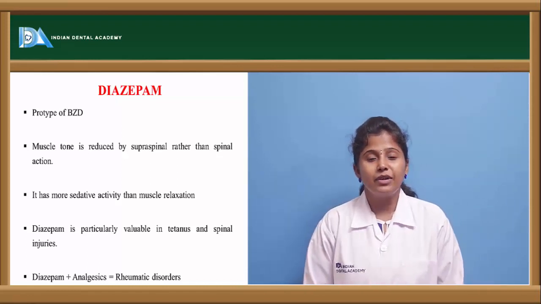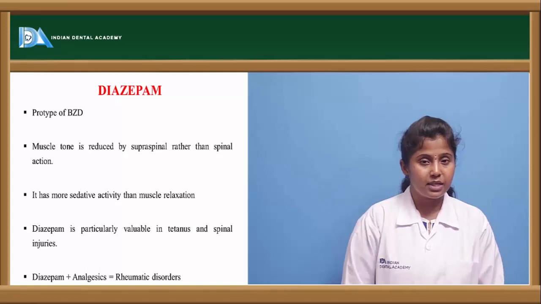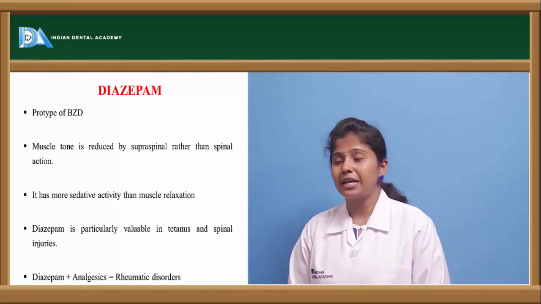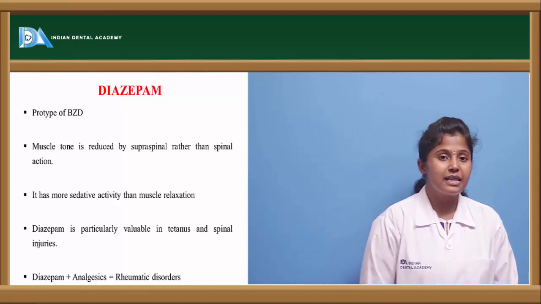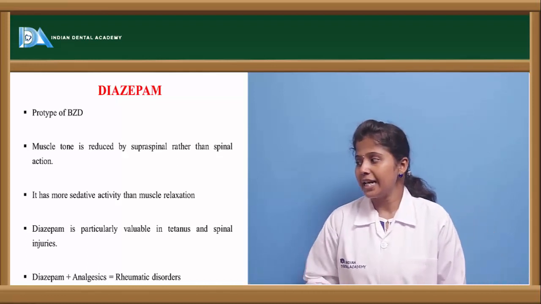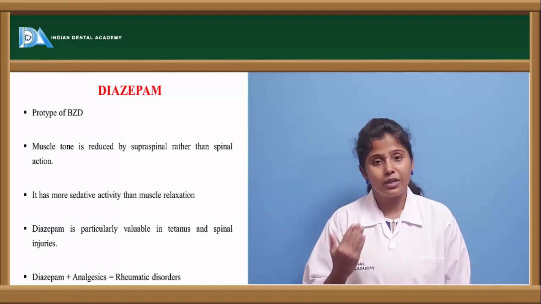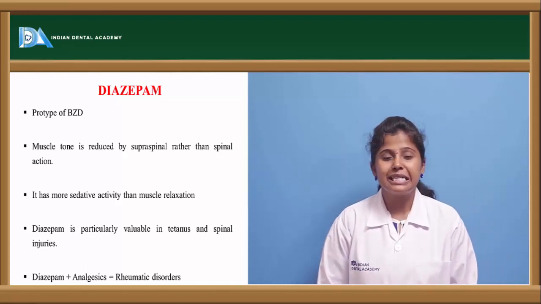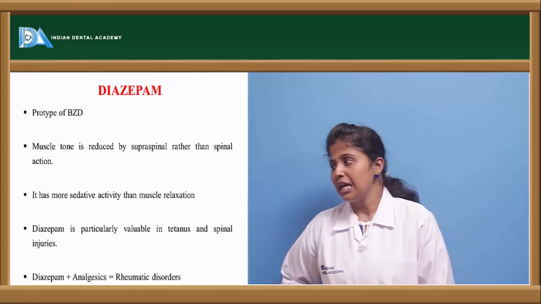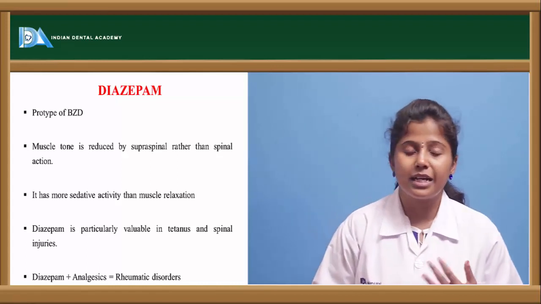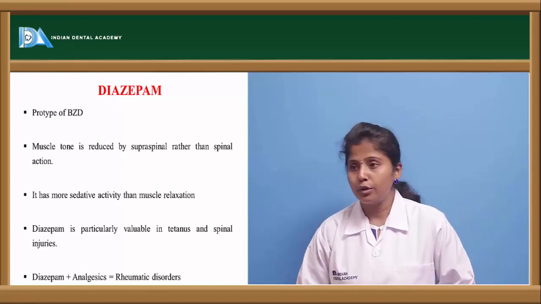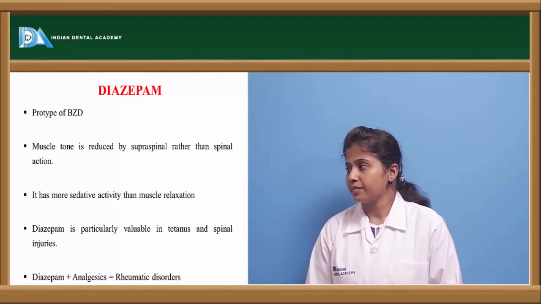Here, if we give diazepam, it exerts its actions by binding to the GABA receptors, and it shows better action by the supraspinal than the spinal route. It has a sedative effect along with the muscle relaxation effect, and diazepam is used in tetanus and spinal injuries. Diazepam should not be mixed with analgesics because it may lead to rheumatoid arthritis.